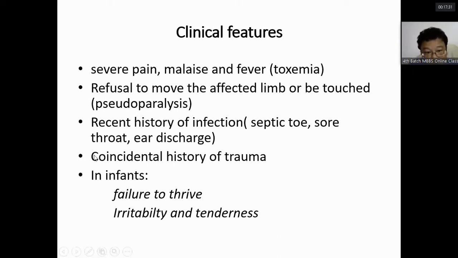And most of the time, there's also a coincident history of trauma. Somehow, the osteomyelitis process has been going on in the bone, okay, but the patient has not had clinical features like fever and pain, and suddenly the patient maybe just falls down or something hits his body part, then the patient will come. And the patient will slowly say that it is due to trauma, okay? But sometimes it is coincidental, okay?